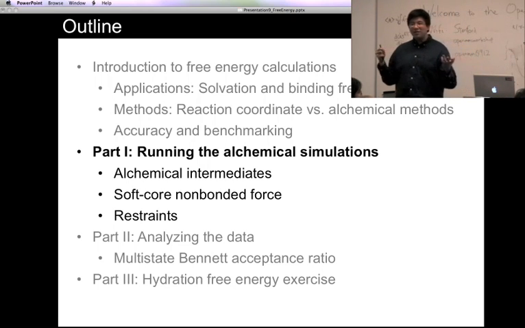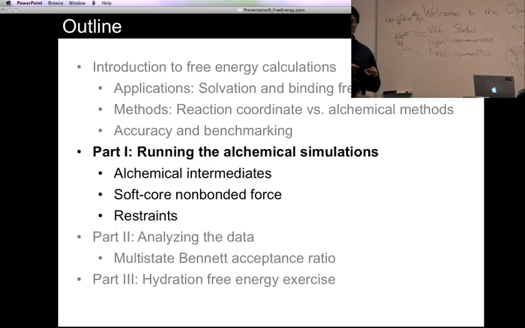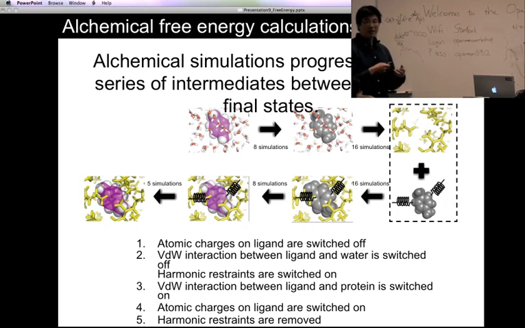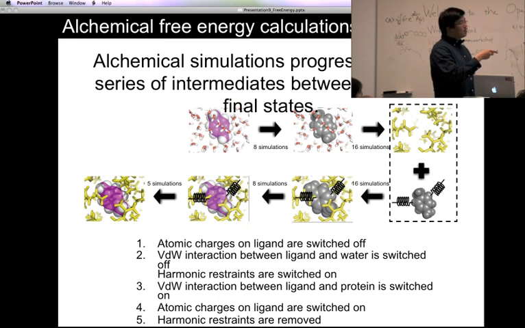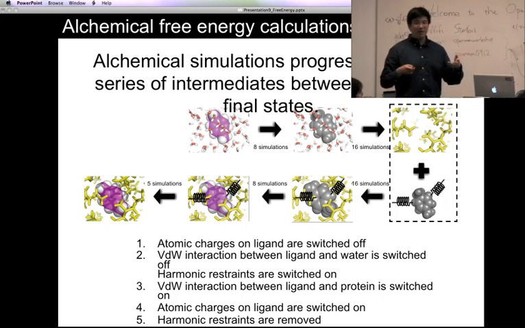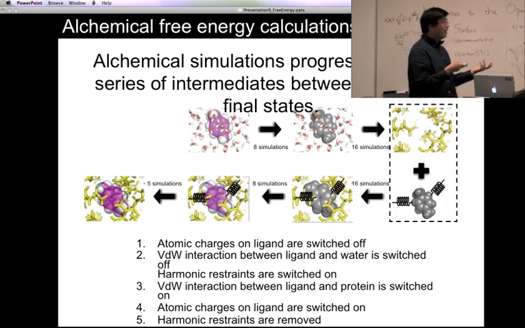Alchemical free energy simulations work because of these magical, unphysical intermediates that connect the initial state, which might be your ligand in the water, to the final state, which might be the ligand inside the protein. In this series of calculations, I think in this one there's 53 of them, you'll be running essentially a chain of calculations.